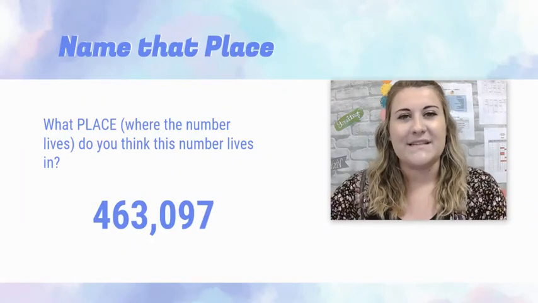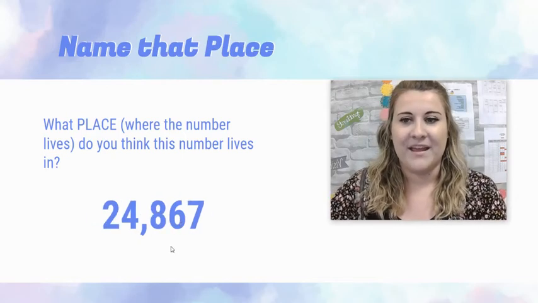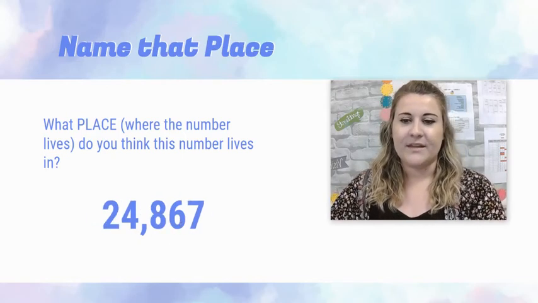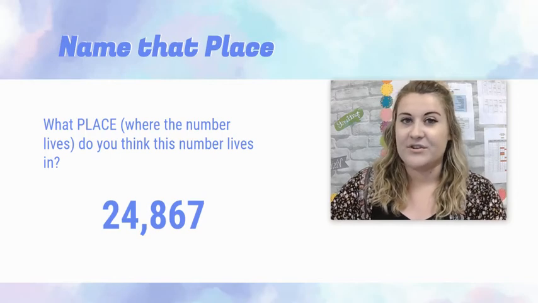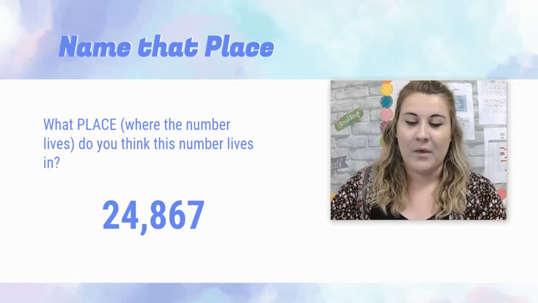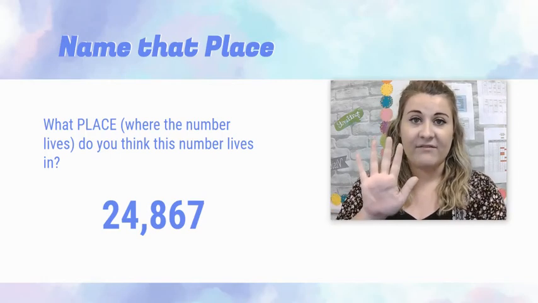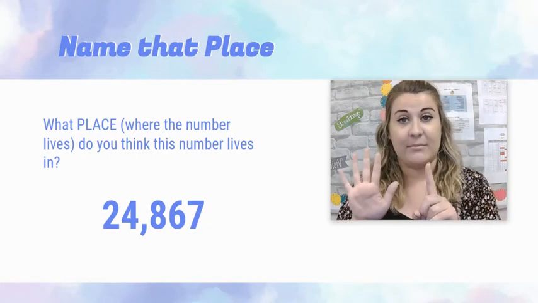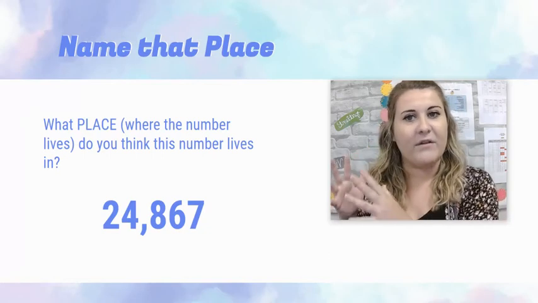And I want you to notice something about this number. Look at it for a minute. This number looks a little bit different than the other 2 numbers we just labeled. That's because this is a 5-digit number instead of a 6-digit number. So that means that one of the places is missing.